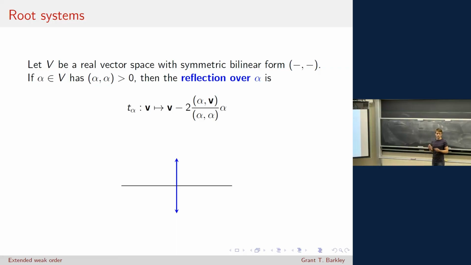But I'm actually going to want more general reflections. So instead of thinking about orthogonal reflections in Euclidean space, I'm going to allow myself to have some symmetric bilinear form. It doesn't need to be positive definite. And I'm just going to use the exact same formula that I would use for orthogonal reflection in Euclidean space, using this bilinear form instead of the dot product. So if I start out with this blue vector alpha, then the reflection over alpha is reflecting over the hyperplane orthogonal to alpha. And the formula for that is just this, but we don't need that.